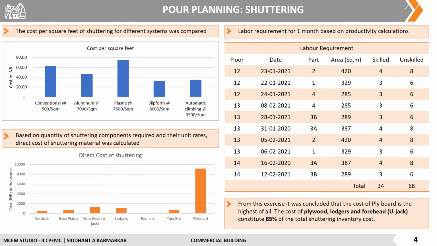From this exercise, it was concluded that the cost of plywood is highest of all, and the cost of plywood, ledgers and forehead constitute 85% of the total shuttering inventory cost.